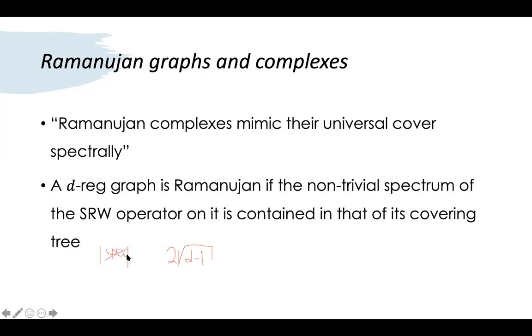is smaller or equal to 2 square root of d minus 1, or plus minus d. So I allow you to have these two eigenvalues of the simple random walk, but I don't allow you to have any eigenvalues that are outside plus minus 2 square root of d minus 1. This is what happens in the tree case.